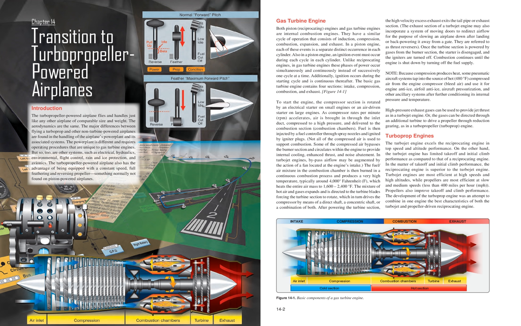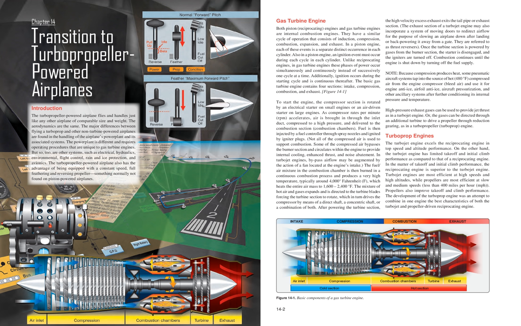In turbojet engines, bypass airflow may be augmented by the action of a fan located at the engine's intake. The fuel/air mixture in the combustion chamber is then burned in a continuous combustion process and produces a very high temperature, typically around 4,000 degrees Fahrenheit, F, which heats the entire air mass to 1,600 to 2,400 degrees Fahrenheit. The mixture of hot air and gases expands and is directed to the turbine blades, forcing the turbine section to rotate, which in turn drives the compressor by means of a direct shaft, a concentric shaft, or a combination of both. After powering the turbine section, the high-velocity excess exhaust exits the tailpipe or exhaust section.